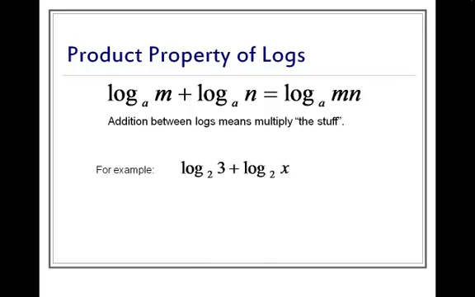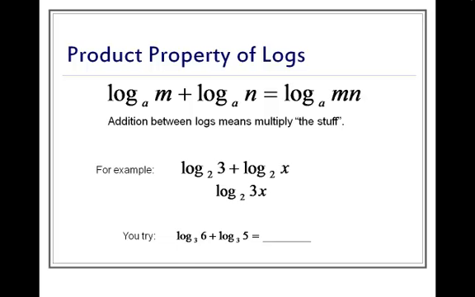Here's our example. Log base 2 of 3 is being added to log base 2 of x. See how there's a plus sign between our two logs? That means I can squish the 3 and the x together by multiplying them to make 3x. So my final answer would be log base 2 of 3x.